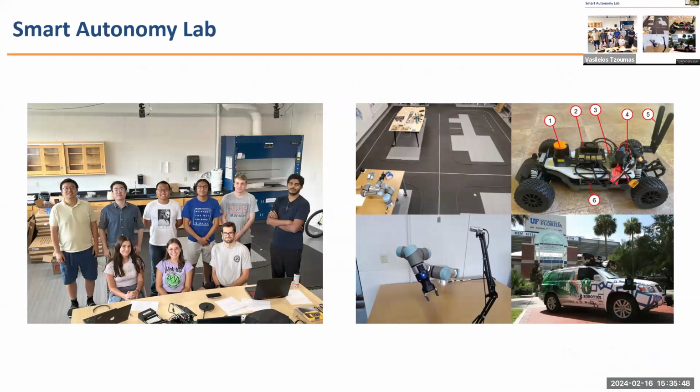So this is our research group. Our lab is called the Smart Autonomy Lab. This is a photo from our group taken last November. As you can see, we're in Florida, so everybody's wearing shorts and t-shirts. And on the right-hand side is a set of expensive toys we have in our lab. We work on autonomy, generally autonomous systems. These include lab-size autonomous vehicles and robotic arms. We also have a traffic sandbox in our lab for the vehicles to run.